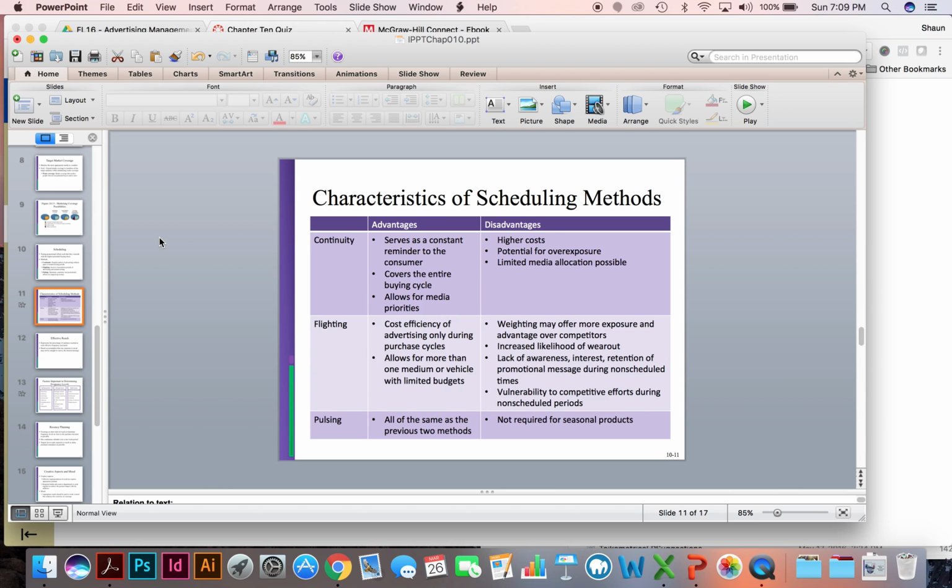Flighting scheduling. Advantages. It's very cost efficient, advertising only during your purchase cycles. It allows for more than one medium or vehicle with limited budgets.